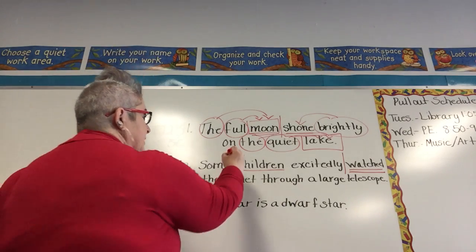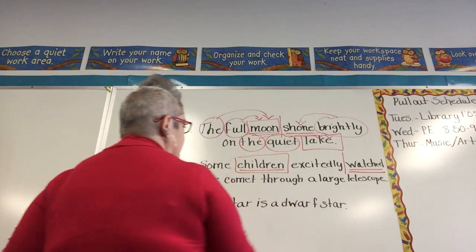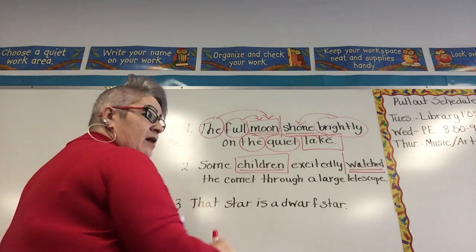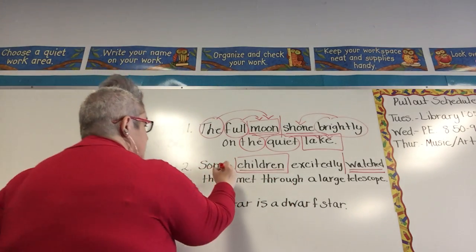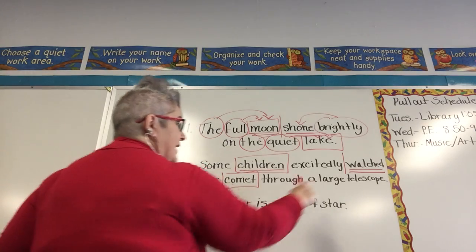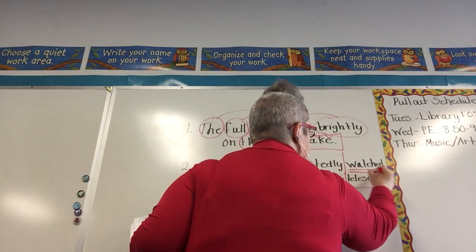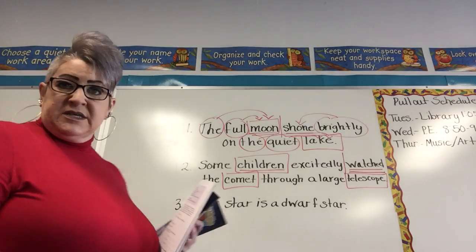Well, we know children is a noun. Box here. A comet is a noun because that's a thing in space. So I'm going to put a box here. And a telescope is a noun because that's another thing. So I have 3 boxes.